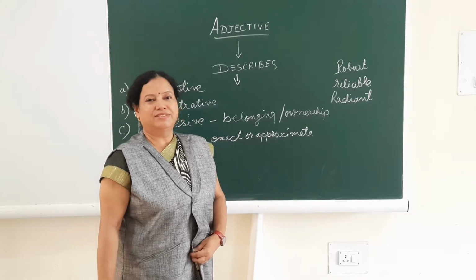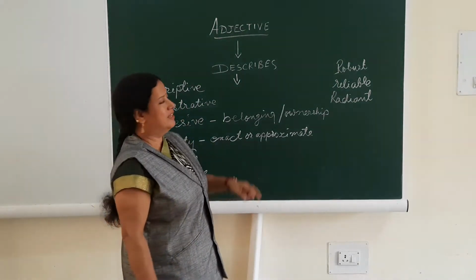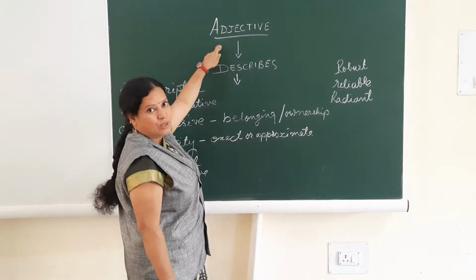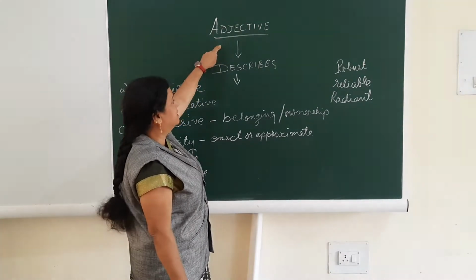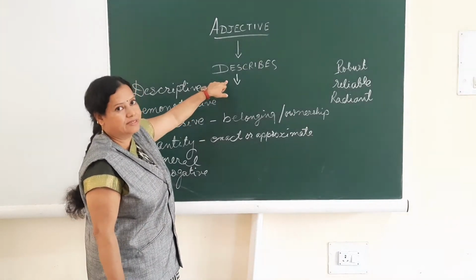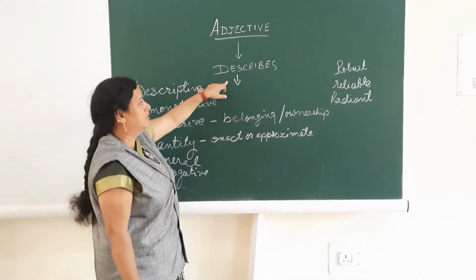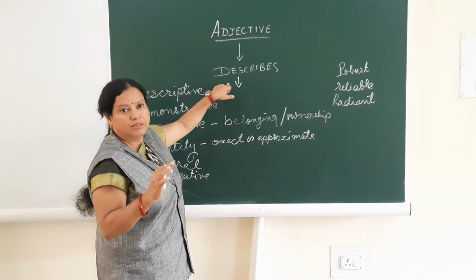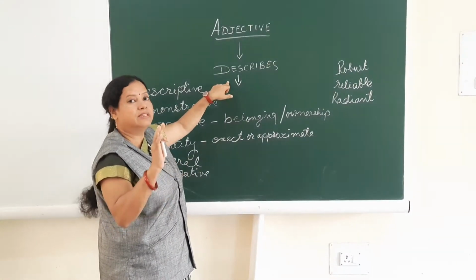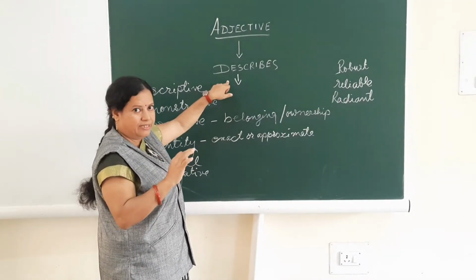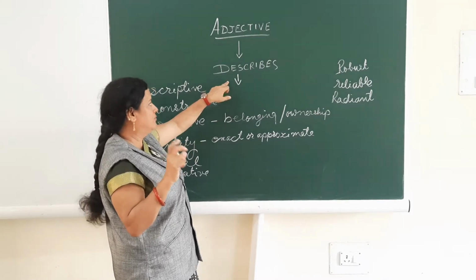Today we will study adjectives. Now, what are adjectives? Adjectives are describing words. They describe the quality, the color, the number, the shape, the taste, the shade, whatever. Okay, they describe a lot of things.